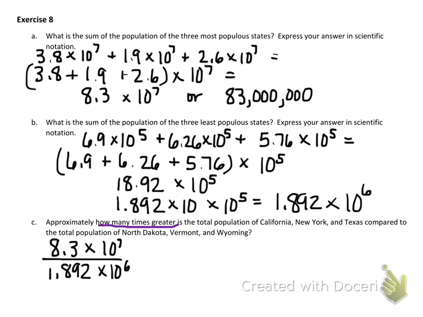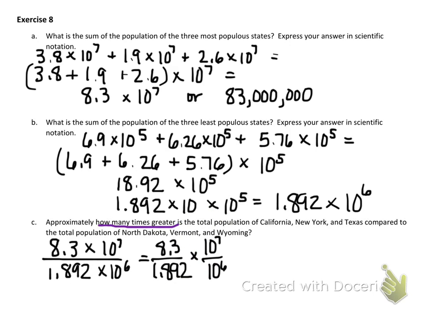I want to know how many times greater this number, the 8.3 times 10 to the 7th, is than this number. And this fraction here is going to give me that answer. Now I know this is bigger, right? Because 10 to the 7th is a whole order of magnitude bigger than 10 to the 6th. All right, and so I've got that division problem. When I have those powers of 10, remember we can break it up into 2 fractions. We can do the decimal part, and then we can simplify the power of 10 part.